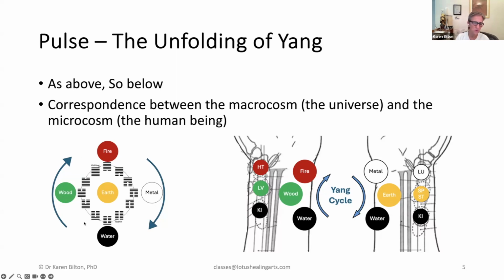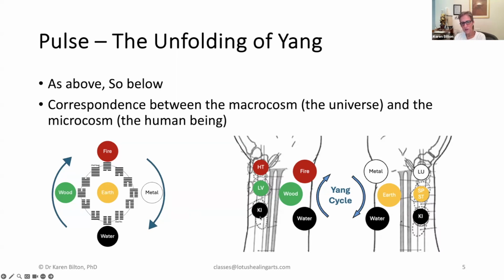So we have the wood phase, which is the expansion and the growing. We have the fire phase, which is yang at its apex. And then we have the metal phase. And in the middle, we have Earth supporting all of the different phases. Now, when we look at this cycle, in this system, the way the pulse positions are set up, we've got this cycle going on the pulse.